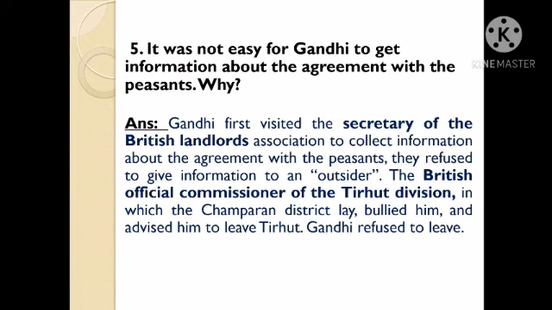Question number 5. It was not easy for Gandhi to get information about the agreement with the peasants. Why? Answer: Gandhi first visited the Secretary of the British Landlords Association to collect information about the agreement with peasants. They refused to give information to an outsider. So from there he didn't get any information.